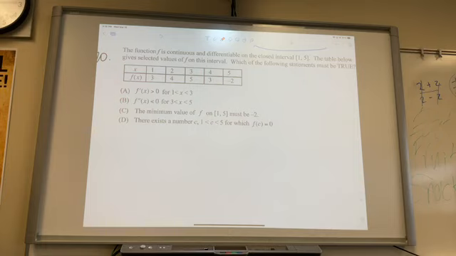Guys, number 20 is a thinking question. They're all thinking questions. Nah, some of them are just math questions. You still have to think to do the math.